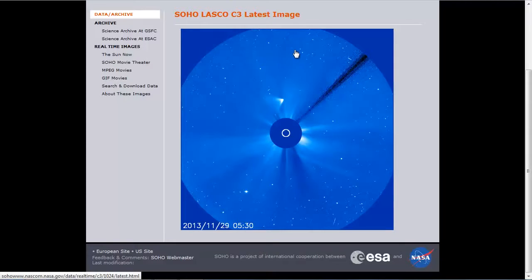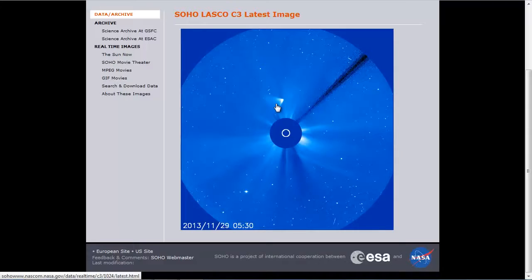Well, obviously, I was completely wrong in that video. ISON did not completely disintegrate, but ISON did disintegrate. And what we're looking at here is the latest image of SOHO LASCO C3. We're looking at a fragmented piece of ISON that apparently survived and is brightening as it continues on the same apparent course that was forecasted for it.